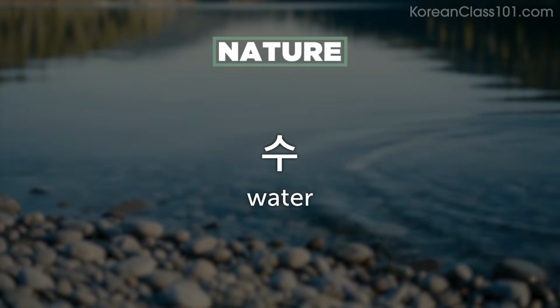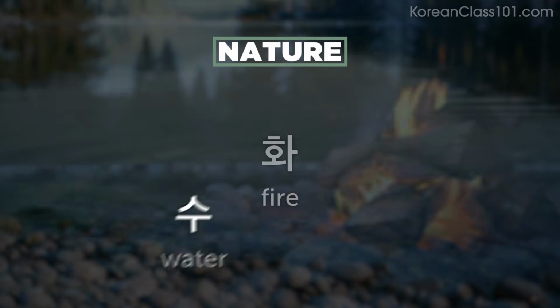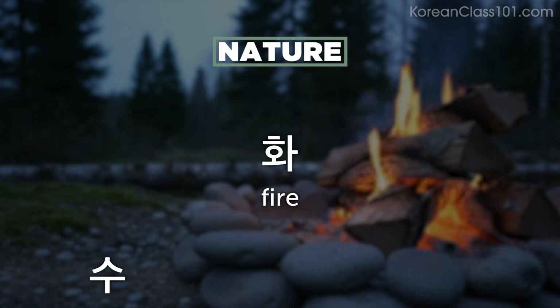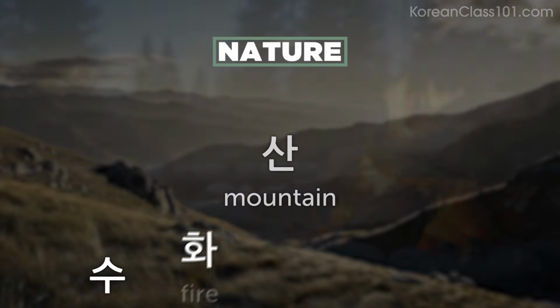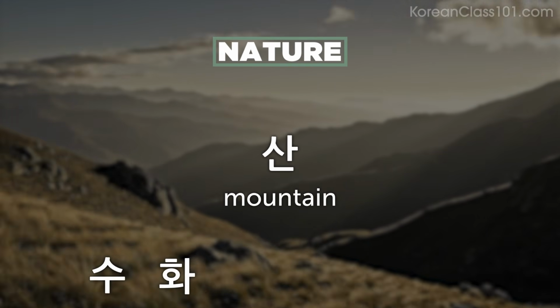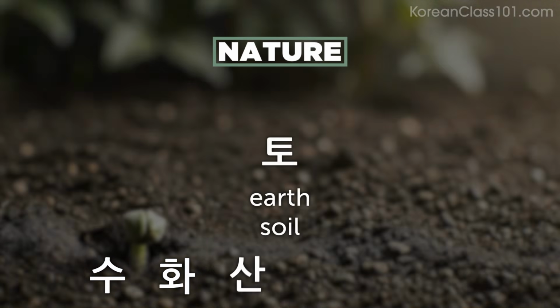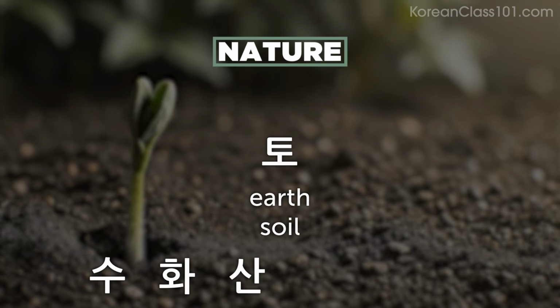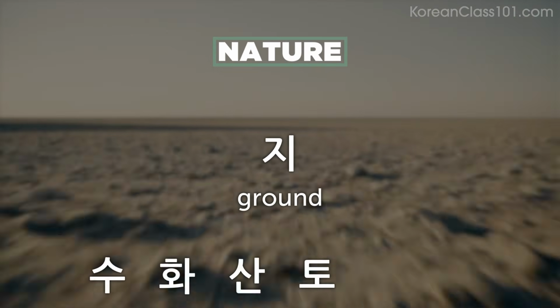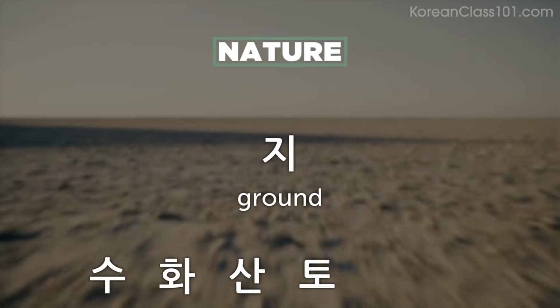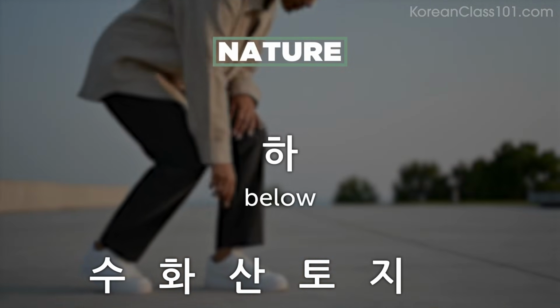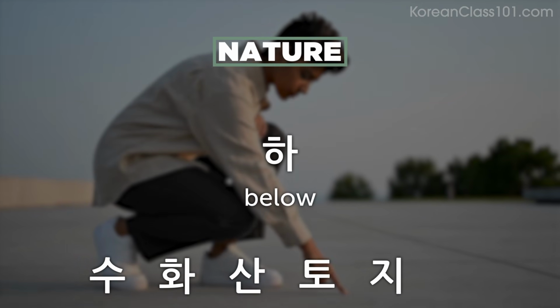수, water, 화, fire, 산, mountain, 토, earth, soil, 지, ground, 하, below. Now that we've unlocked 6 foundational characters, it's time to put them together. Let's start building our words.